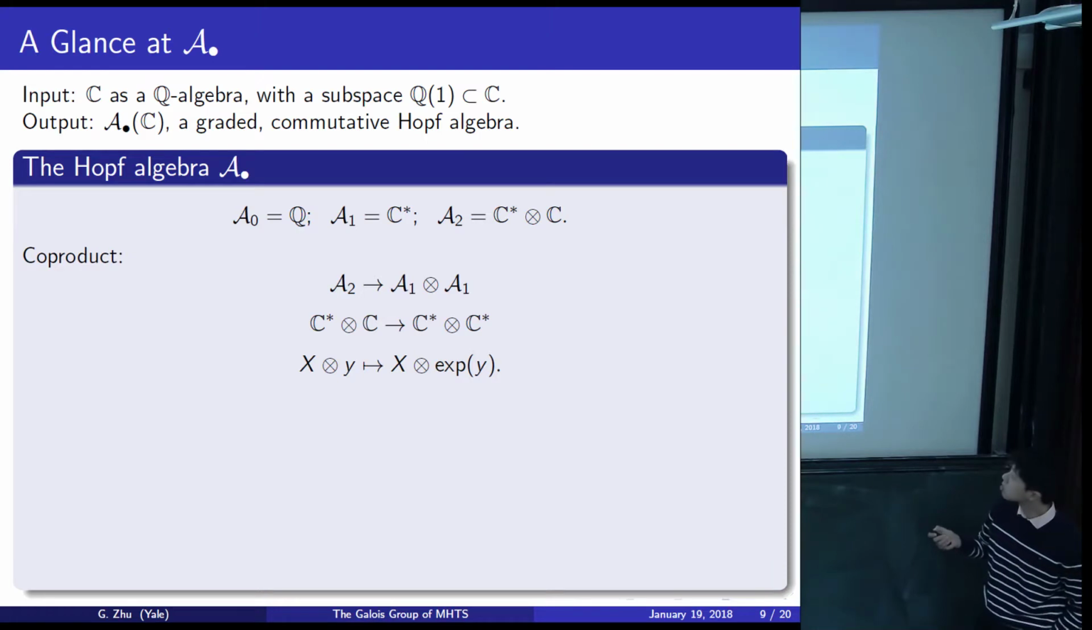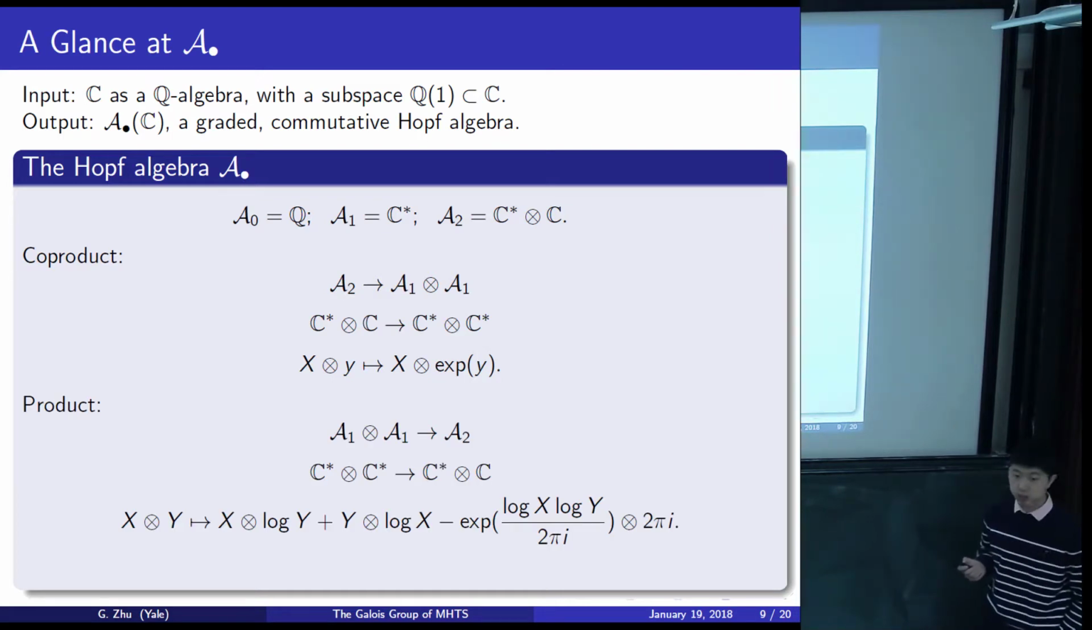So A is the direct sum of A0, A1, A2, and A0 and A1 are C star, A2 is C star tensor C. Recall that C star is considered as a Q vector space, and this tensor is a tensor over Q, tensor as Q vector spaces. Now we want to introduce a coproduct. For example, A2 mapping to A1, A1. That is C star tensor C to C star tensor C star. That's the one you can think of. It is X tensor Y, and you just lift Y to C star. That's the basic decomposition coproduct.